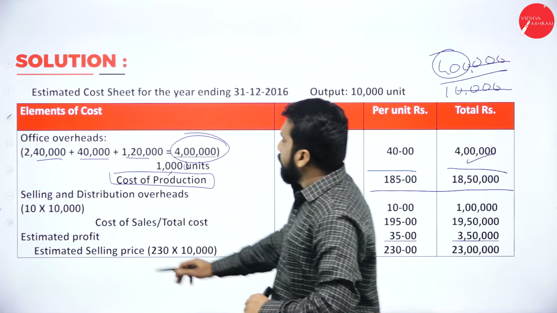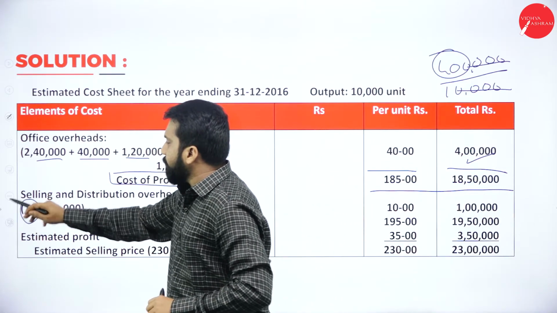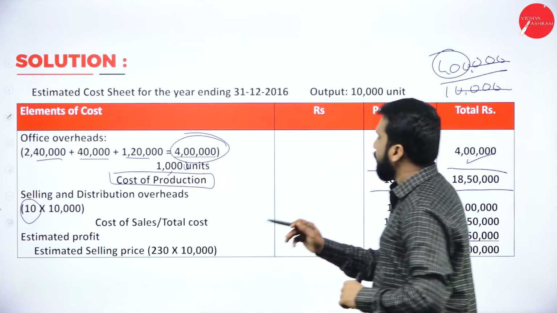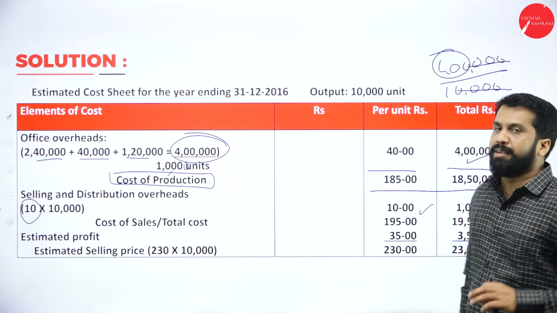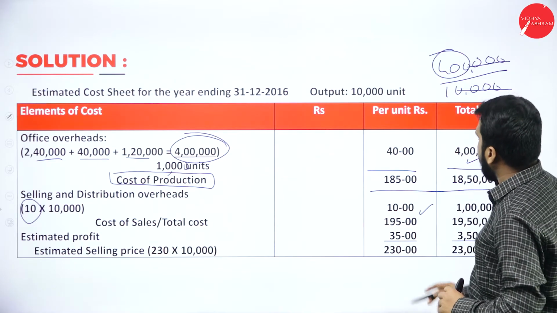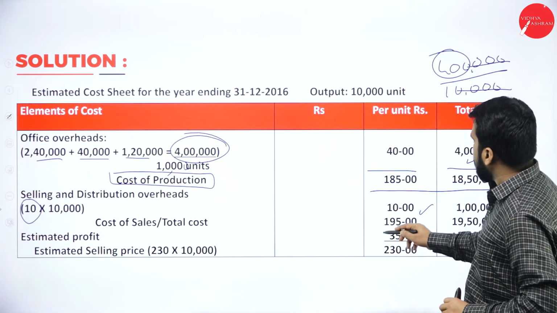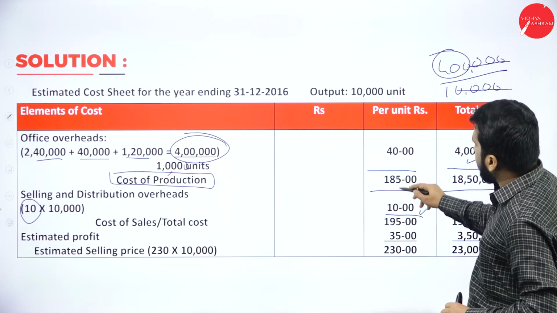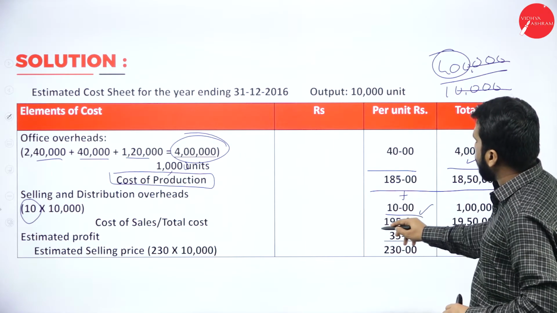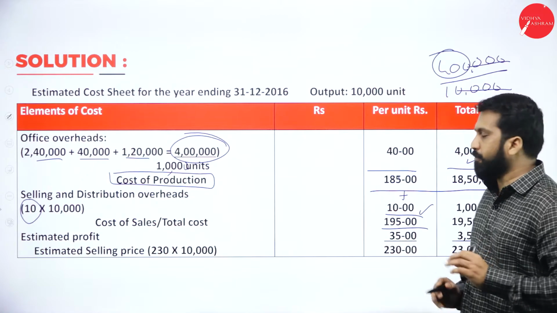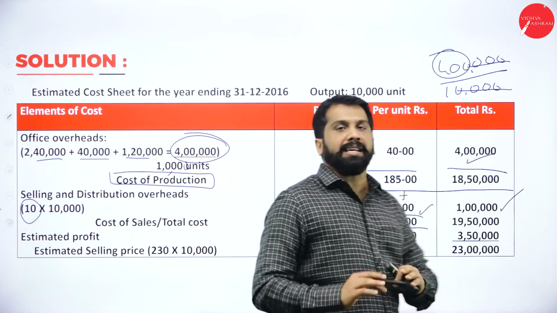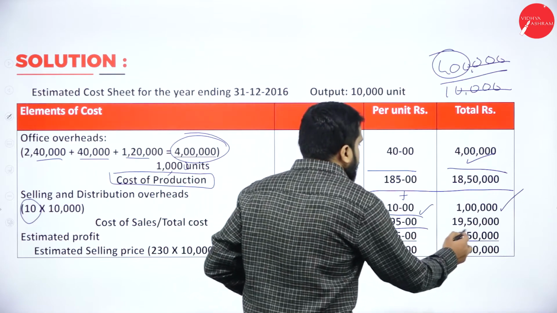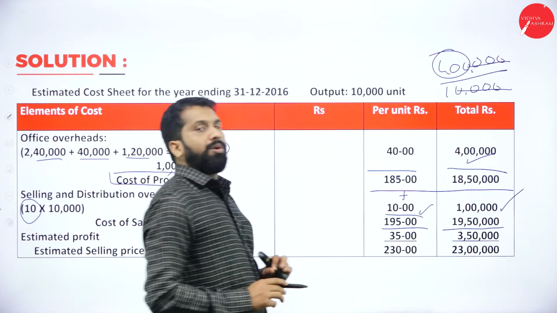Now, selling and distribution, as I told you, will not change. It is 10 rupees only. 10 into 10,000 will be how much? 1 lakh. So it is easy. Now, the last part is, you got total cost 185 plus 10, it will be 195. And 18 lakh 50 plus 1 lakh will be 19 lakh 50. Up to this, no doubt.